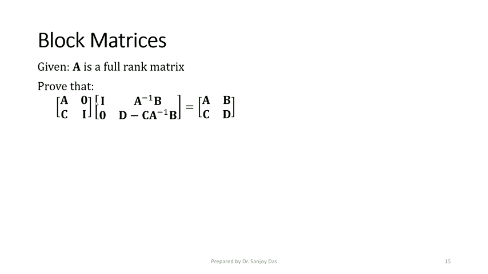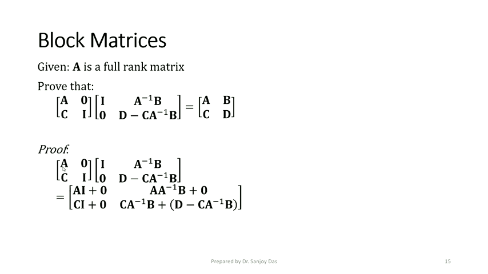So this is what we have to prove. Let's start with the left-hand side. This is what I have, and then I take the product. A times I plus 0 times 0. Then A times A inverse B plus 0 times this big matrix, and a 0 matrix times this will be a 0 matrix, so you get 0 here. C times I plus I times 0, which is C times I plus 0. And then C times A inverse B plus I times this whole thing here.